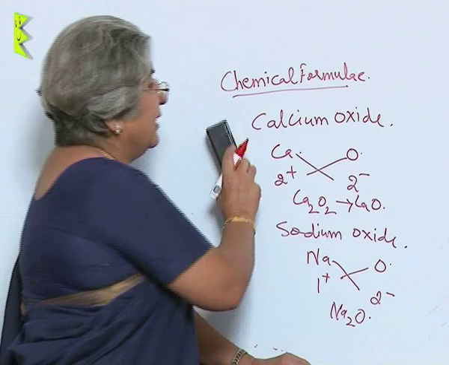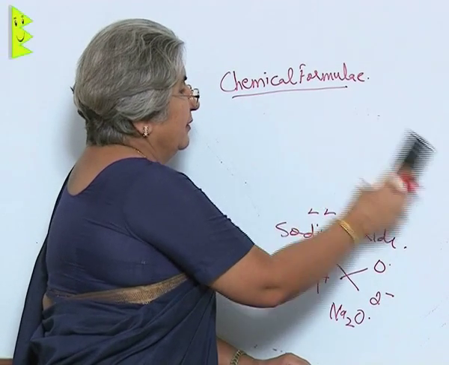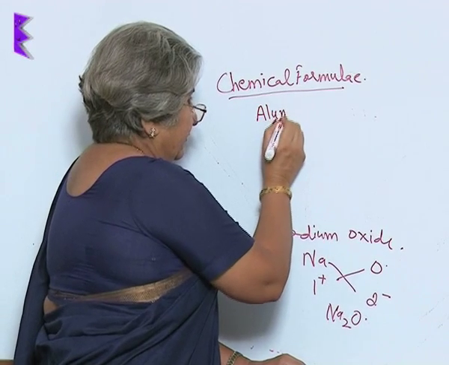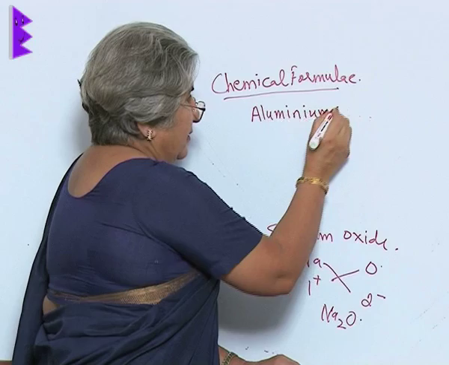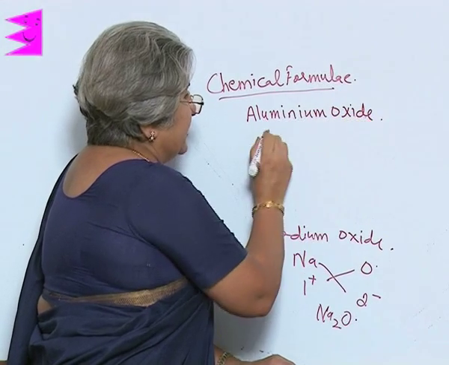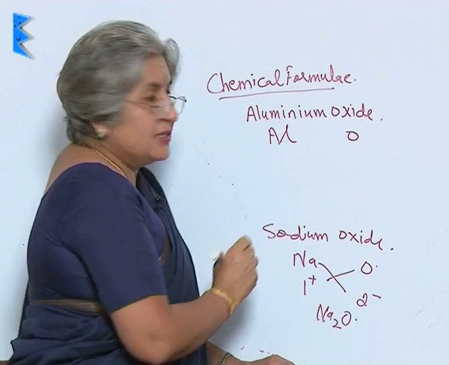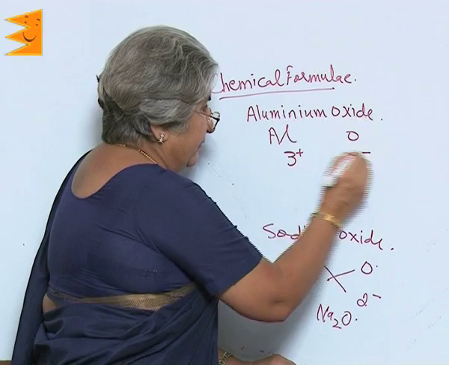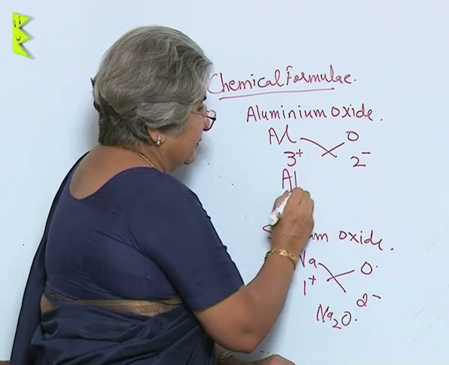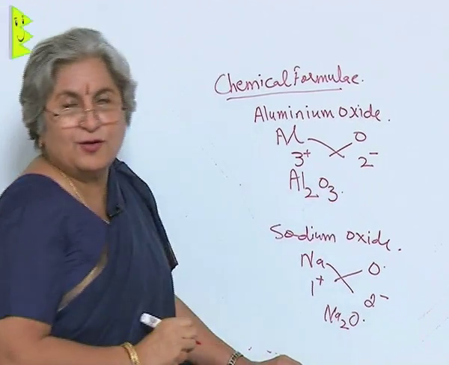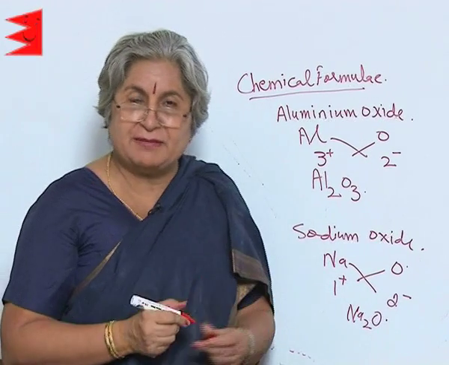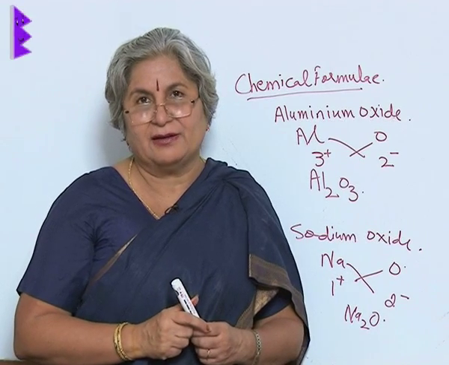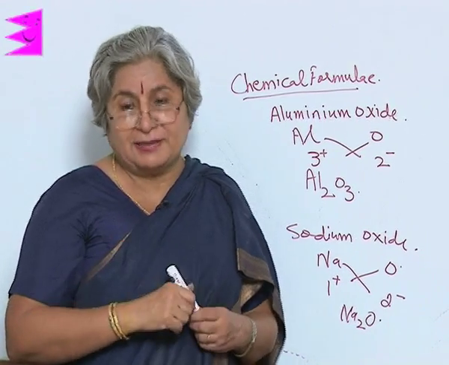Or in the case of aluminum oxide, aluminum is Al, O is oxygen, this is 3 positive, this is 2 negative, crisscross, Al2O3. So, if you know the symbol and you know the valency, then you can write a chemical formula. But for this also there is a pattern.